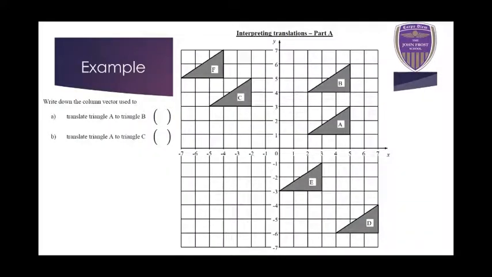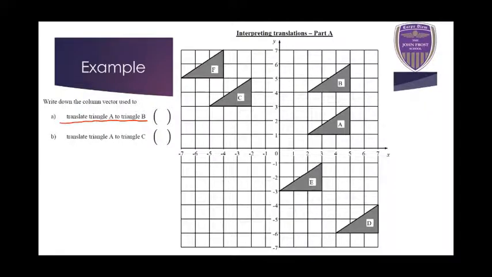Now this is interpreting translations, okay? So in this case, we're already given the shape after it's been translated, and we have to find out what the instructions were that told it to move there. So for the first question, we're asked to translate triangle A to triangle B. So what were the instructions that made triangle A move to triangle B?